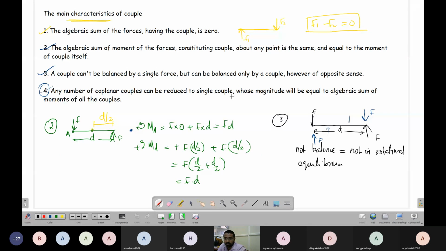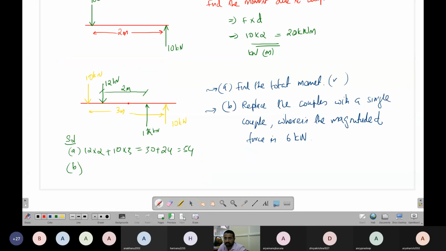Any number of coplanar couples can be reduced to a single couple, provided whose magnitude is equal to algebraic sum of moments of couple. അതായത് let's say my third couple is 6 into d. This should be equal to sum of the individual couples. That is 10 into 3 plus 12 into 2. So this we know 54. 6 into d equal to 54. D equals 54 by 6.